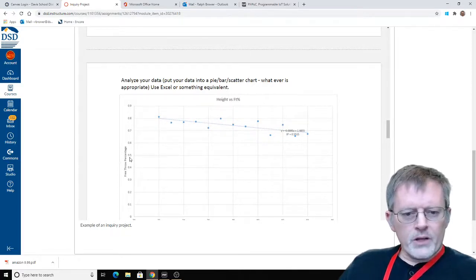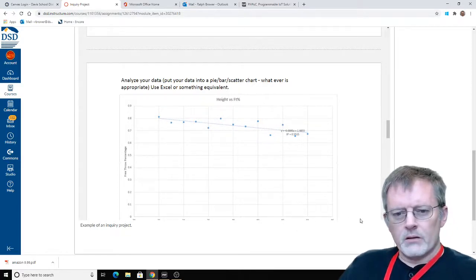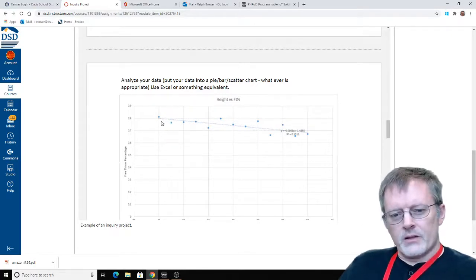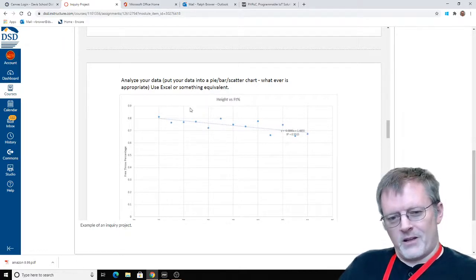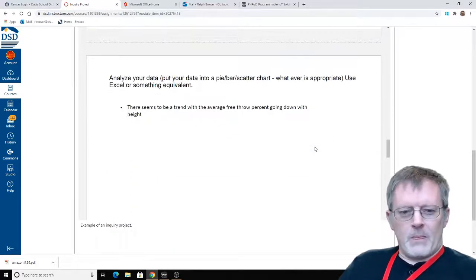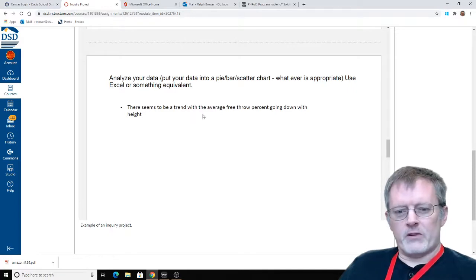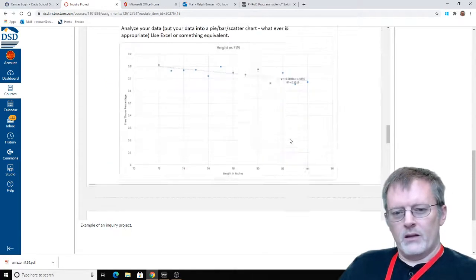It's got free throw percentage over here, and then our height across the bottom. And we do see a slight downward tick as we go across here. I'd say just barely going down. I mean, it's not just dropping like crazy. It's just barely going down. So let's move on here. There seems to be a trend with the average free throw percentage going down with height, but it's not a whole lot there. Not as dramatic as I thought it would be.